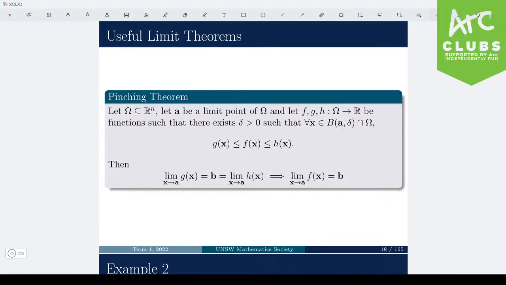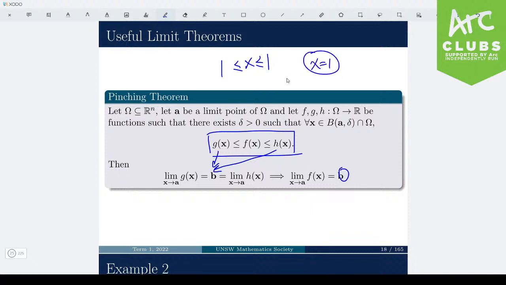Then, if we have this condition here, where f(x) lies in between g(x) and h(x), then if g(x) is equal to b as we take the limit, and h(x) is also equal to b as we take the limit, then that kind of, in a sense, clamps f(x) together, or pinches f(x), and f(x) must also then be equal to b. It's kind of like saying if you have some variable and it's greater or equal to 1 and less than or equal to 1, then x must just be equal to 1.